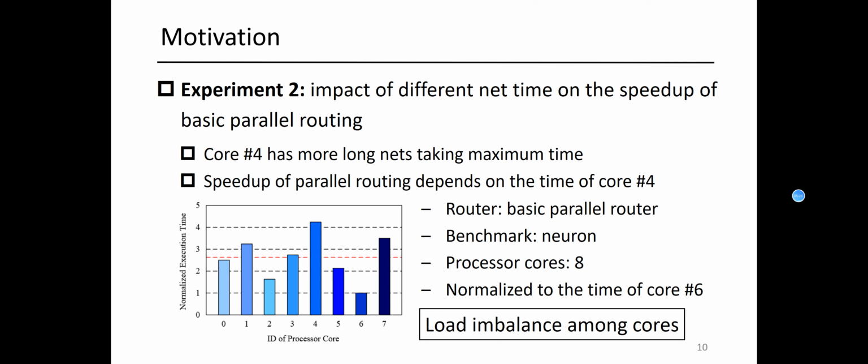In this experiment, core number 4 has more long nets, taking max time, while core number 6 has more short nets, taking mean time, both of which result in the load imbalance problem. Notably, the speedup of parallel routing depends on the time of core number 4. In order to solve the load imbalance problem, we present a new parallel router.